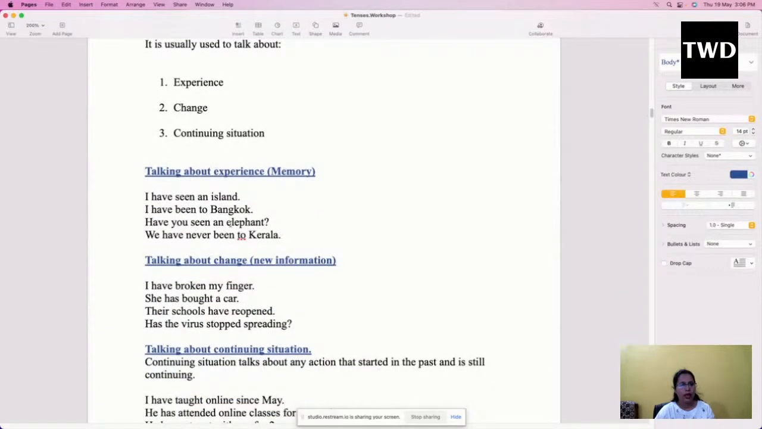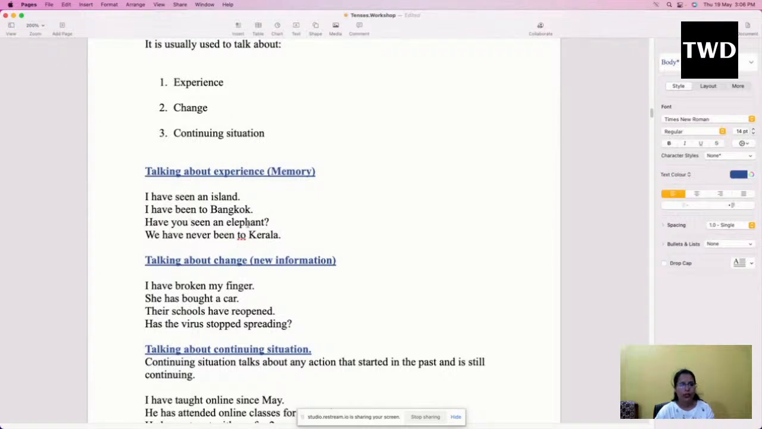So for talking about experience, okay, I have seen an island. You can say I have seen Mount Everest. I have seen a jungle. I have been to Bangkok. So I is the subject, have is the helping verb which we are using, been is the main verb. This is the V3 form of the verb.